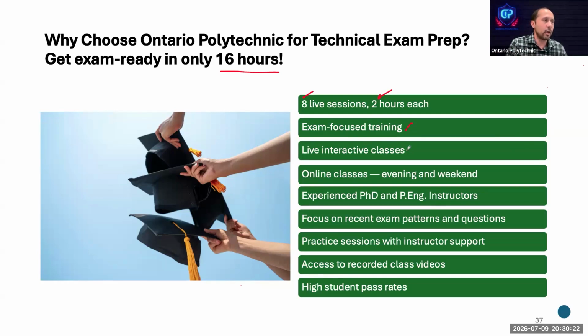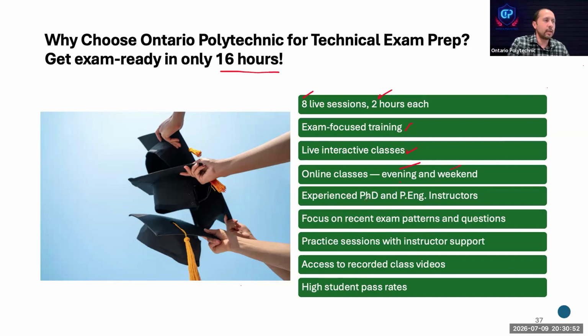The classes are live, and we give you the recorded session at the end, so you have time to review them one more time or a couple of times. And the classes are on weekends and evenings, so if you're working, that's fine. Most of them start at 7 to 9 or 8 to 10 p.m. Eastern time, so it's good for people in Ontario and also BC.